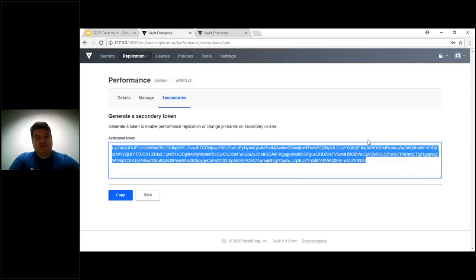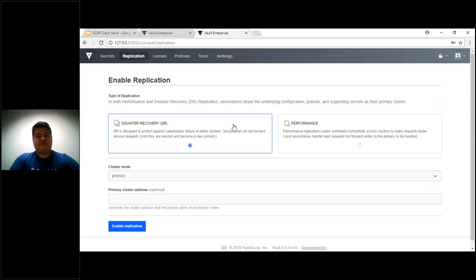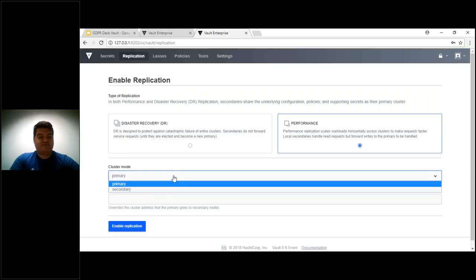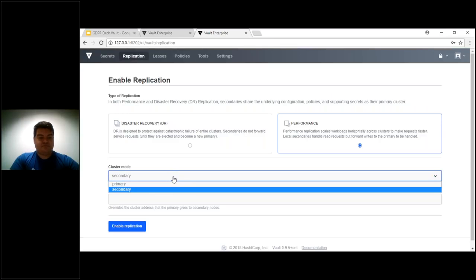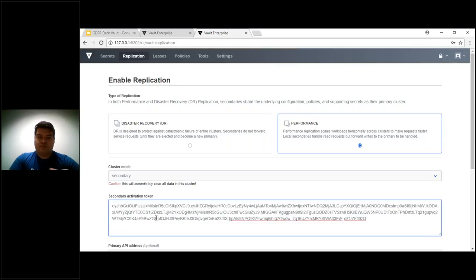So we've created the token, so I'm now going to go into the cluster in the United States. I'm going to set it up as a performance secondary to share information from the primary in the EU. And again, when we're setting up replication, regardless of whatever mode we're setting it up in, it's really important that you note that when the secondary is being spawned, it's going to clear all the data on the cluster. So I'm going to start mirroring effectively the infrastructure of whatever the primary is.